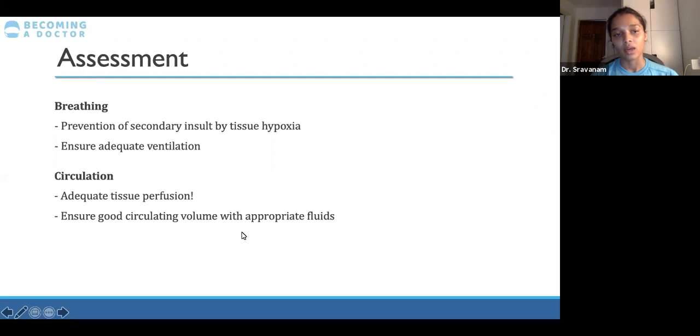Okay, and then onto circulation. Again, we want adequate tissue perfusion. The blood takes the oxygen to the cells, so we want to make sure that there's a good circulating volume, and we need to use appropriate fluids. The guidelines for this change, and they also change depending on what age group you're treating.